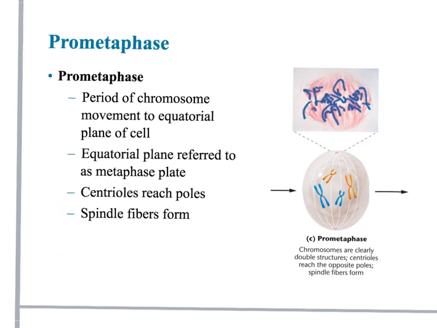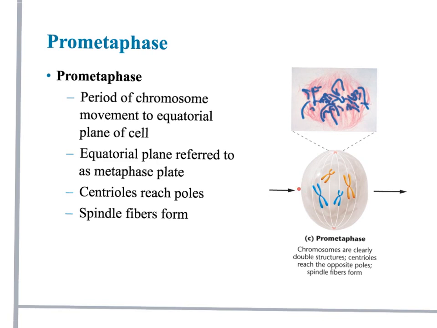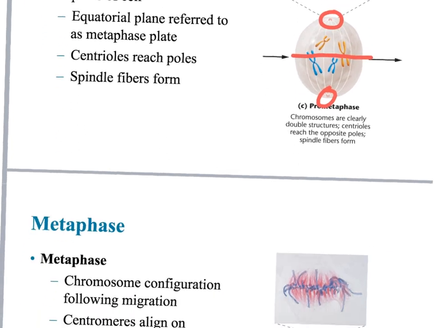And then you have prometaphase, the period of chromosome movement towards the equator. They're going to start lining up this way right here, because here are your poles, and they're going to line up along the equator. That's what's starting to happen right here. They're lining up along the equator in prometaphase.